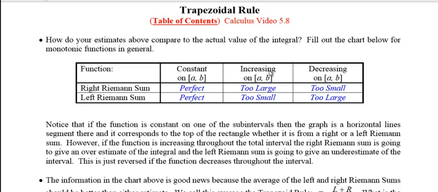But on a particular interval, if it's increasing, the right Riemann sum is too large and the left is too small. But if the function is decreasing, then the right Riemann sum is too small and the left is too large. And the thing I want you to notice is that this is good news for us. The fact that one is too large when the other is too small, no matter whether the function is increasing or decreasing, tells us that if we average the two, we should get a better estimate than either the left or the right estimate.